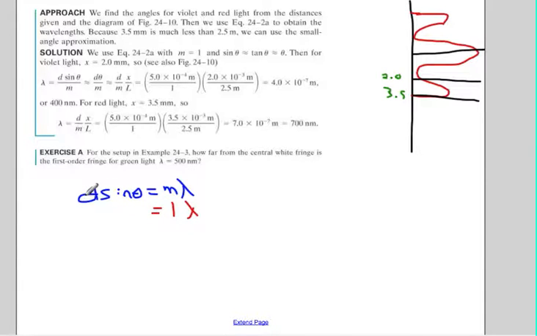D, they told us D, didn't they? Yeah, they said 0.5 millimeters. So I'm going to go 0.5 times 10 to the negative third. Okay, that's D. And they tell us the angle. Did they tell us the angle? I don't think they did.